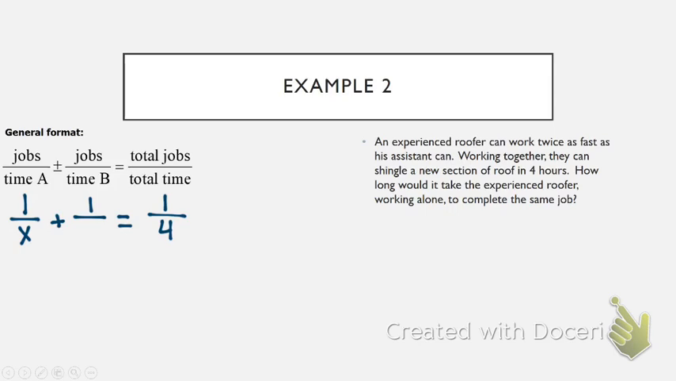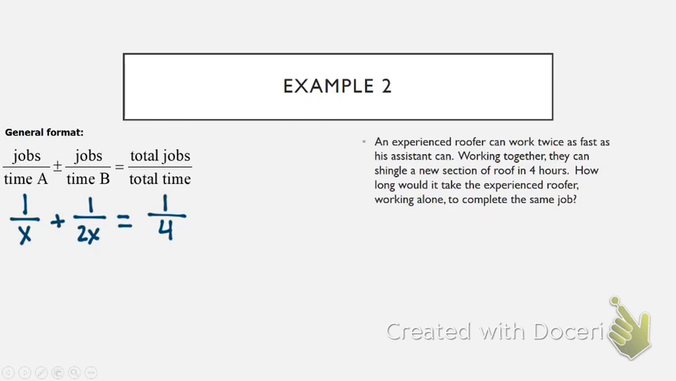So if the boss takes X hours and the assistant takes twice as long, the assistant will take 2 times the boss's time to complete the same job. So if the boss takes 5 hours, the assistant will take 10 hours. If the boss takes 10 hours, the assistant will take 20 hours. So however long the boss takes, in this case X, the assistant will be double that. So we're just going to call it 2X.